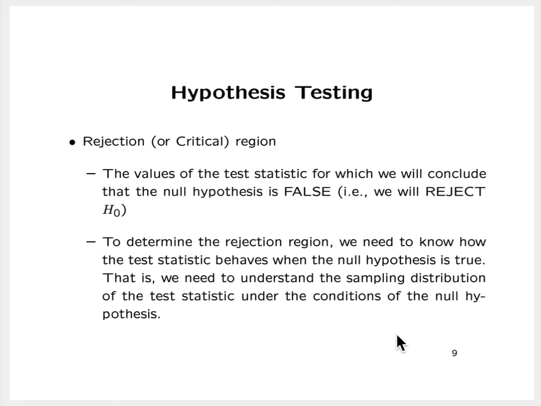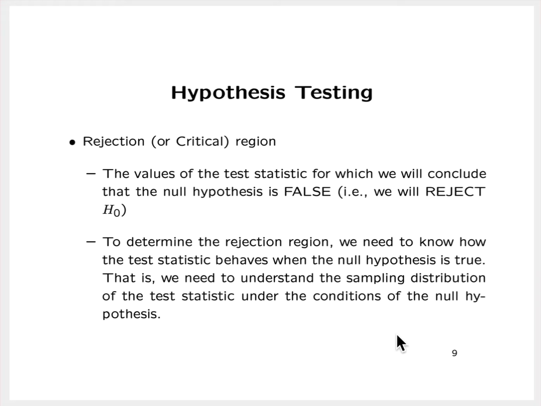Then we have the rejection or the critical region. Now these are the values of the test statistic for which we will conclude that the null hypothesis is false. In other words, for which we will reject the null hypothesis. Now, to determine the rejection region, like I was saying, we need to know how the test statistic behaves when the null hypothesis is true.